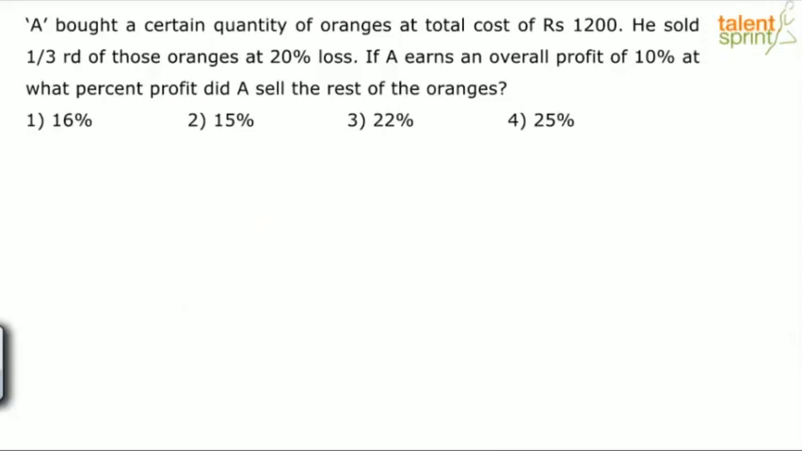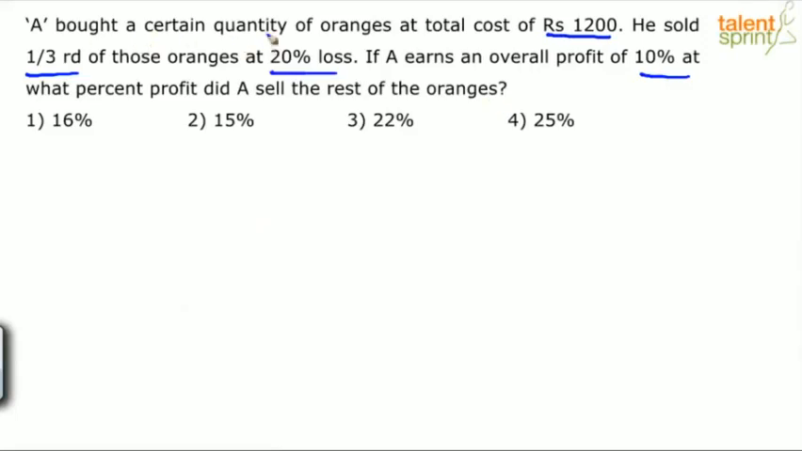Next question. What does it say? A bought a certain quantity of oranges at a total cost of rupees 1200. He sold 1/3 of those oranges at 20% loss. If A earns an overall profit of 10%, at what percent profit did he sell the rest of the oranges? Now this is all about balancing. You have to balance the equation there.